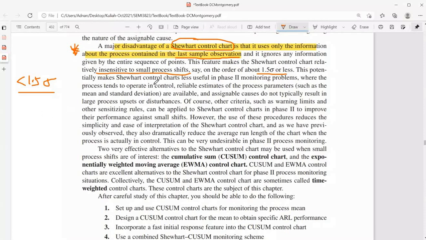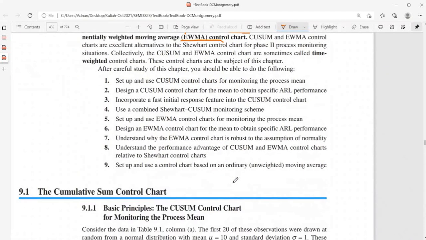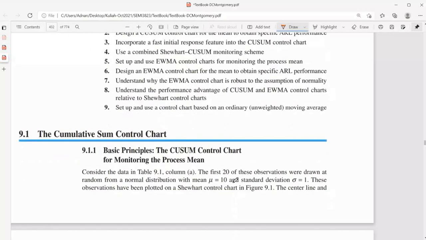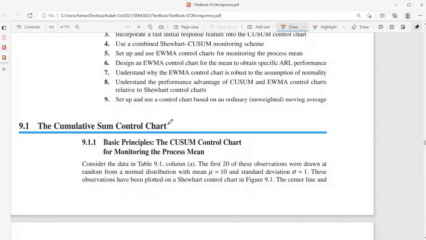So the Shewhart control chart is less useful in Phase 2 monitoring, where the process operates in control. We need a better charting procedure. One approach is, as I said, Q-sum or EWMA. So what do we do in Q-sum? Let me show you this example. Q-sum, or cumulative sum. The advantage of cumulative sum is that historical information is embedded in the following data.